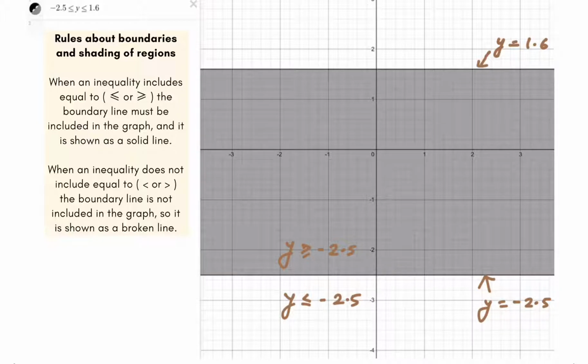For the line above, the area below this line is y less than or equal to 1.6, and the region above is y greater than or equal to 1.6. So the part in the middle which is shaded is negative 2.5 less than or equal to y less than or equal to 1.6.